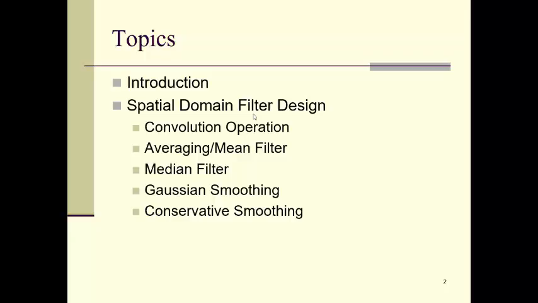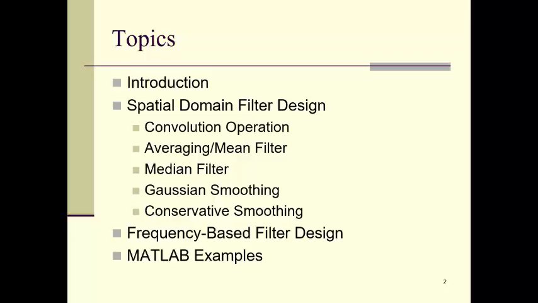And then after that, here we'll introduce these 4 types of filters. We have the averaging or mean filter, we have the median filter, we have the Gaussian smoothing, and the conservative smoothing. And we'll see what are the differences between them. Then after finishing with the spatial domain filter design, we will see the frequency-based filter design. And at the end here, we'll have some MATLAB examples. So let's start by the introduction.